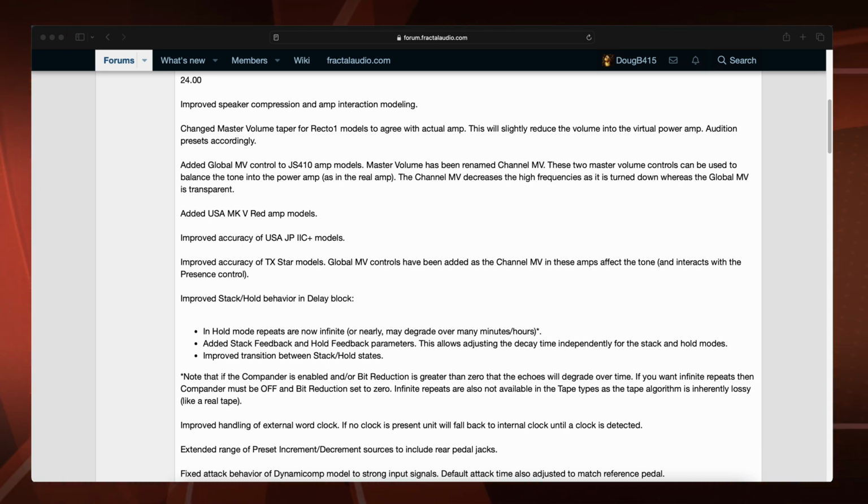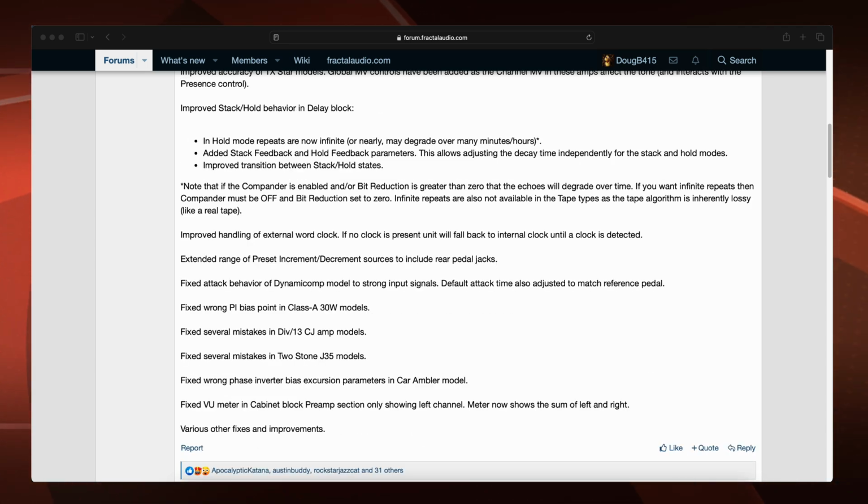Improved accuracy of TX Star models. Improved stack/slash hold behavior in delay block. Improved handling of external word clock. Extended range of preset increment/decrement sources to include rear pedal jacks. Fixed attack behavior of dynamic comp model to strong input signals.